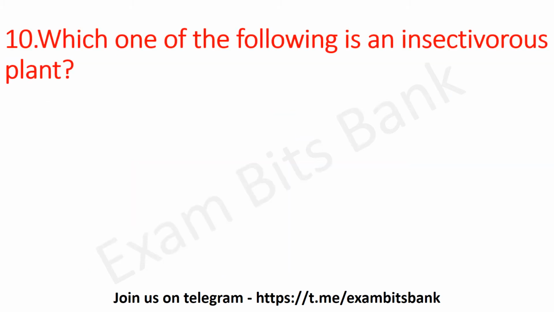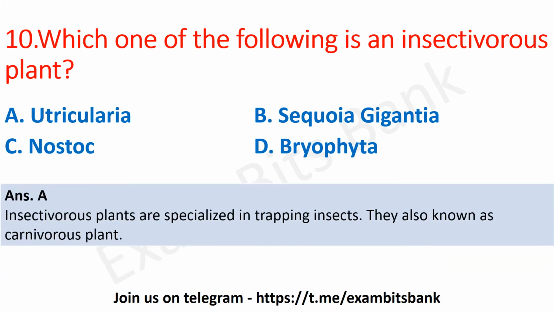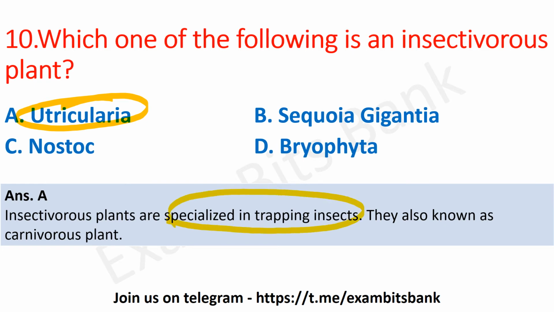Moving on to next question. Which one of the following is an insectivorous plant? The options are Utricularia, Sequoia gigantea, nostoc or Bryophyta. The correct answer for this question is option A, Utricularia. So insectivorous plants are specialized in trapping insects and they are also known as carnivorous plants.